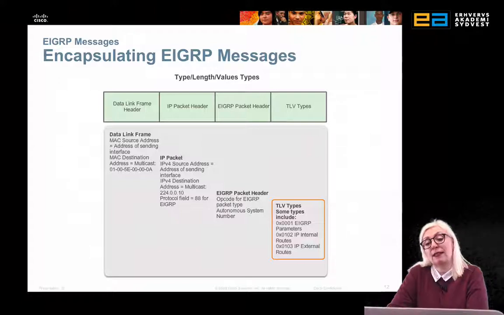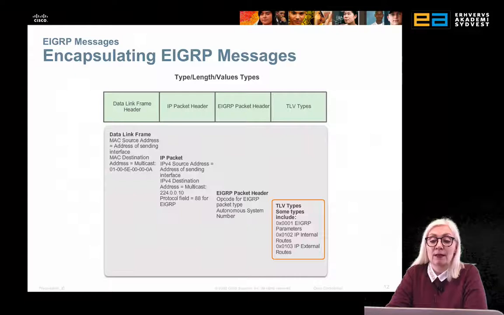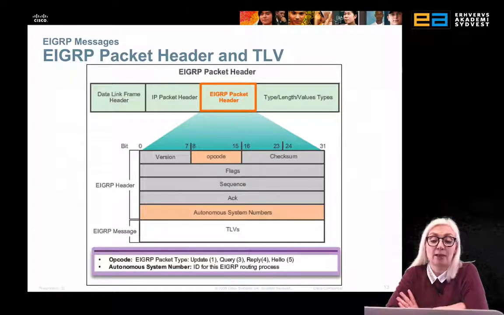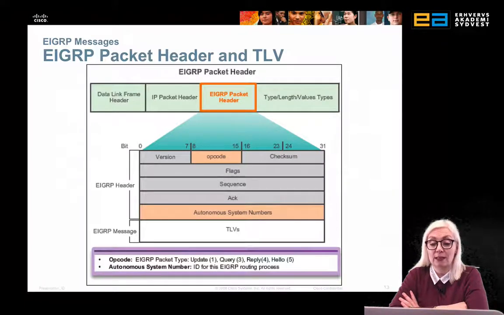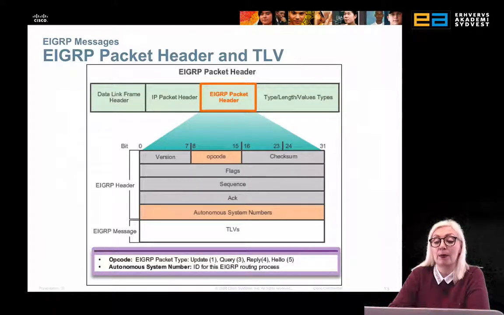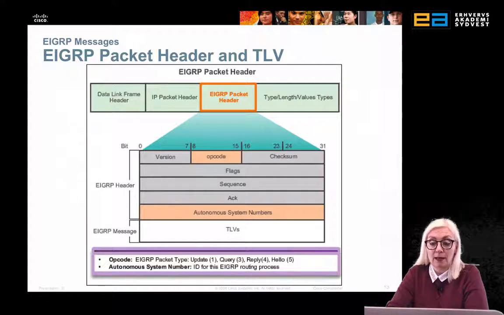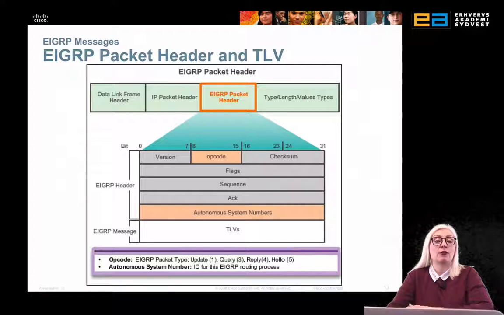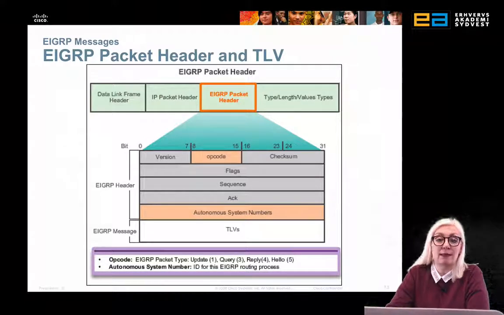We are encapsulating these EIGRP messages within our normal IP packet, and it has a header telling us what kind of packet it is. The opcode within the EIGRP packet header tells us whether it's an update, a query, a reply, or a hello packet. And it also carries the autonomous system number, which is something that EIGRP will use to establish the routing domain that it is using.